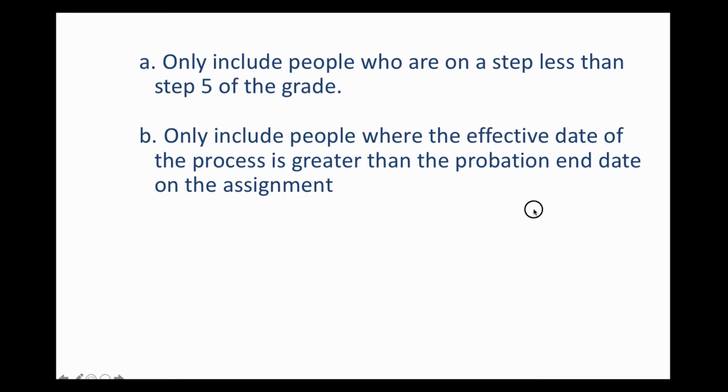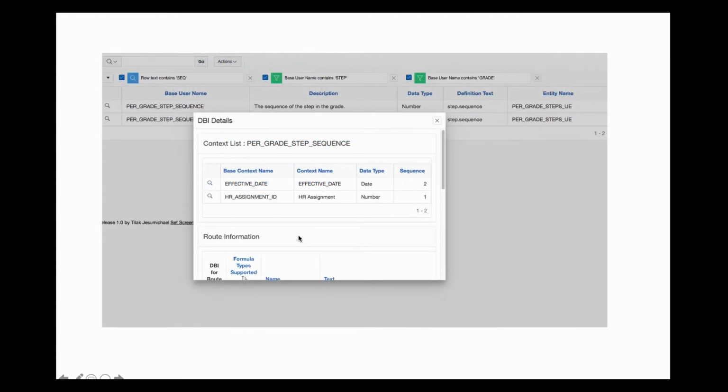If you look at that, there is a DBA called per grade step sequence that uses two contexts, effective date and HR assignment ID. This basically gets the sequence for an HR assignment on a particular date. That's the effective date we are running the fast formula.